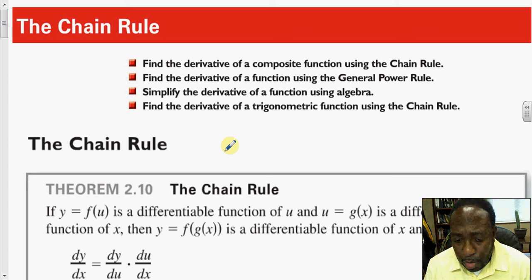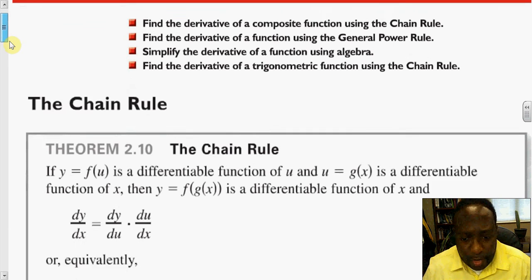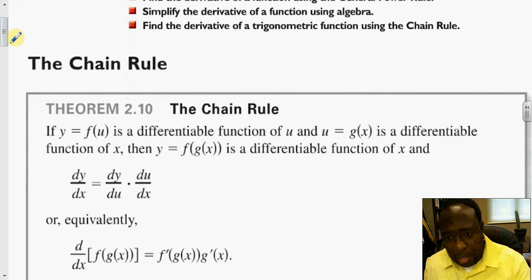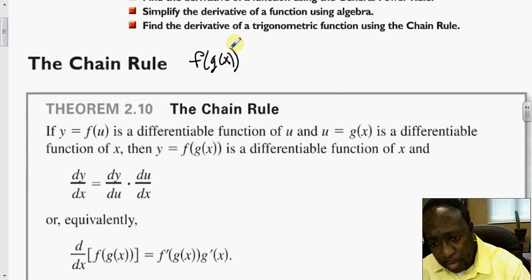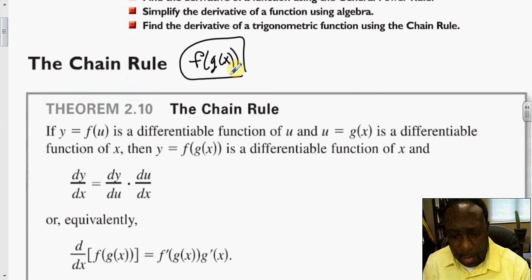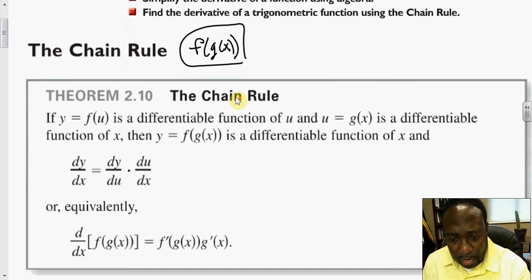Chain rule. We want to take the derivative of a composite function, the composite function f of g of x. And so, according to the theorem, we take the derivative of the outer layer, f prime of g of x, times the derivative of the inner layer, g prime of x.